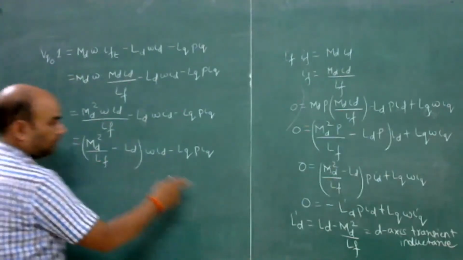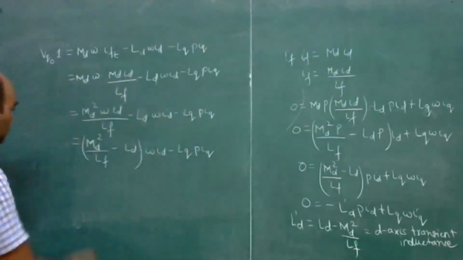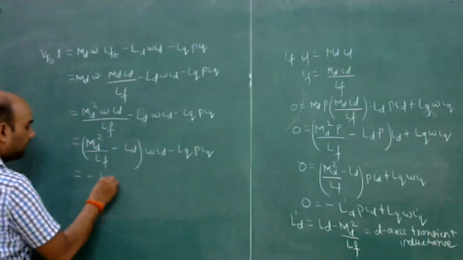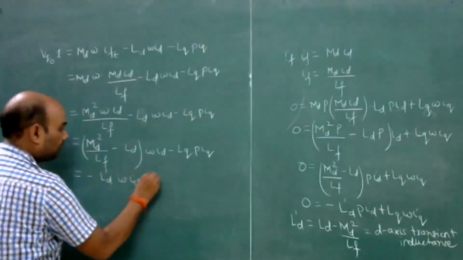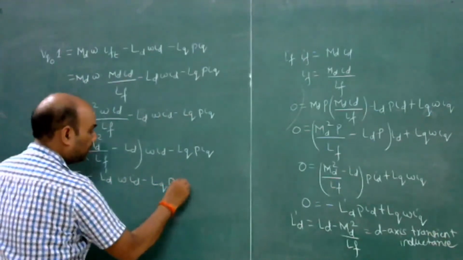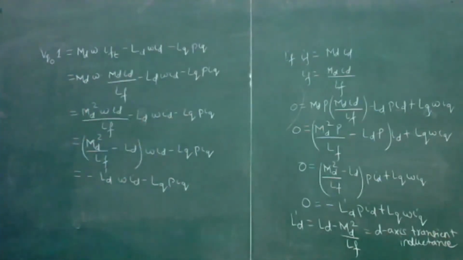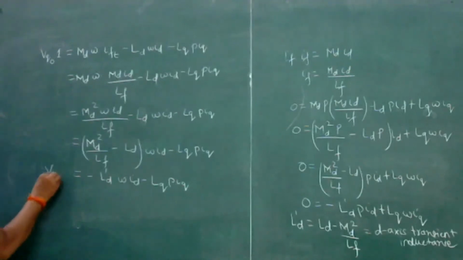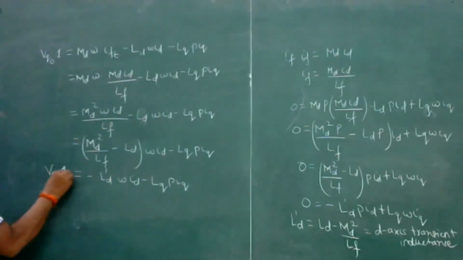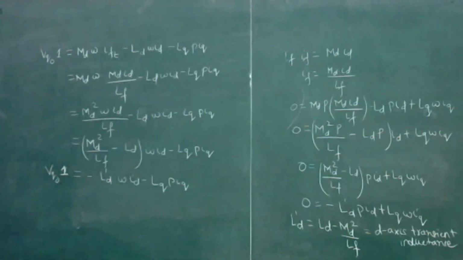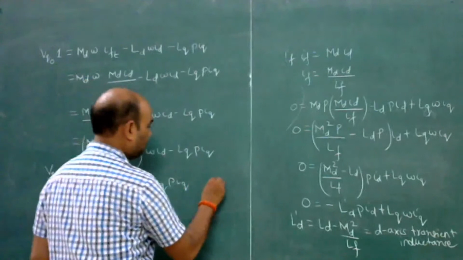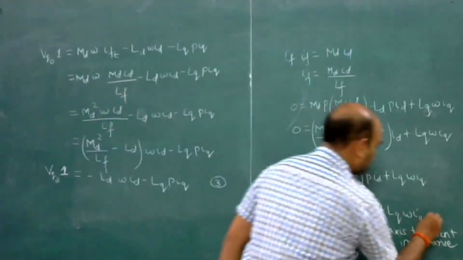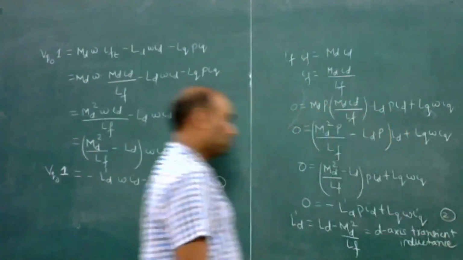So this is equal to minus LD dash omega ID minus LQ P into IQ, which is equal to EQ naught, a step function. So we have got two equations. Let us call this equation number 3 and this equation number 2.